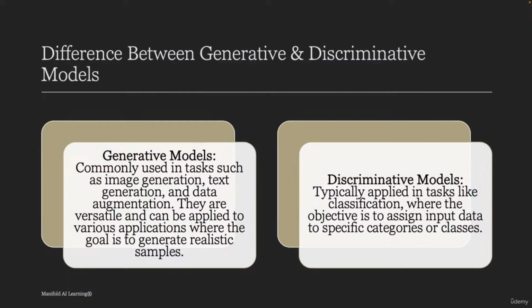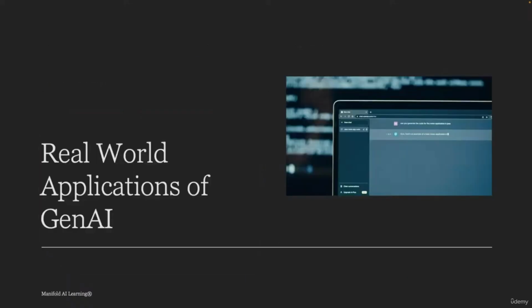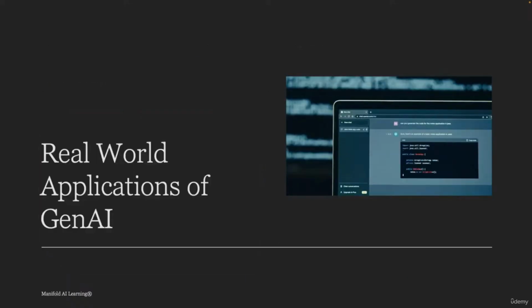Now, machine learning tasks such as classification and regression fall under discriminative models. But when you are thinking about generating new samples, like GPT models, that comes under generative models. Now that you have understood the difference between the generative models and the discriminative models, let me list down some of the real world applications of generative AI.